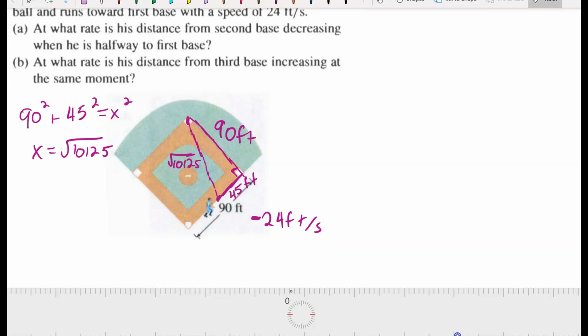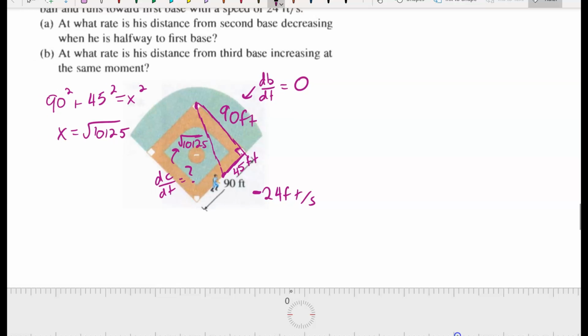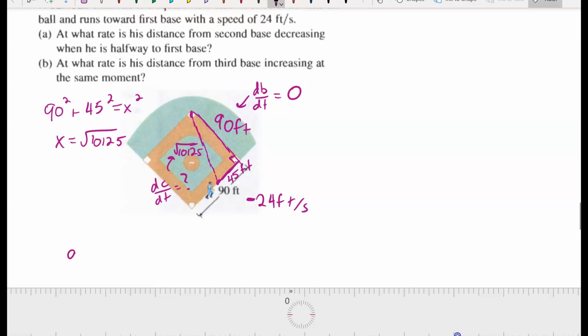Some other pieces of information. Let's say that this side is B, and I'm examining the rate of change of this leg of the triangle. Well, that side of the triangle is always 90 regardless of how close he gets to the base, because it's a square and nobody's moving first or second base. So the only rate of change I'm looking for here is his distance between where he is and second base. So that's the question I'm going to ask. And I'm going to use the Pythagorean theorem to figure it out.